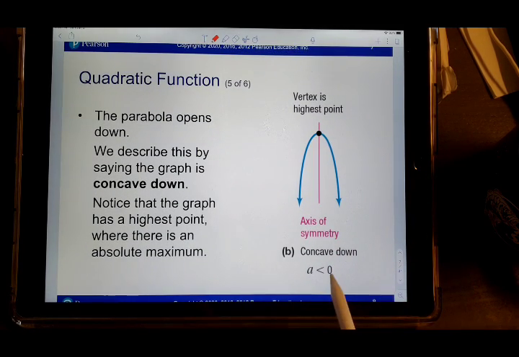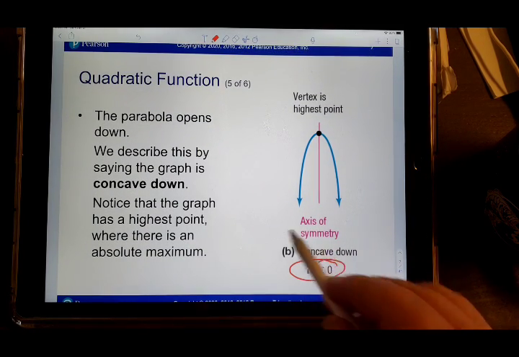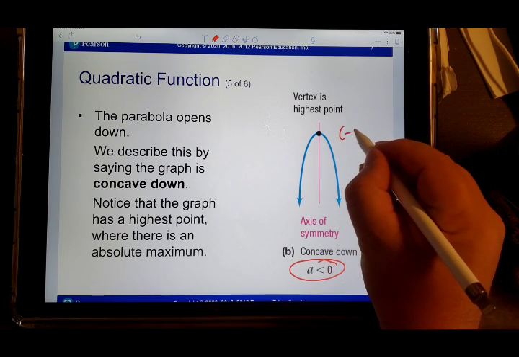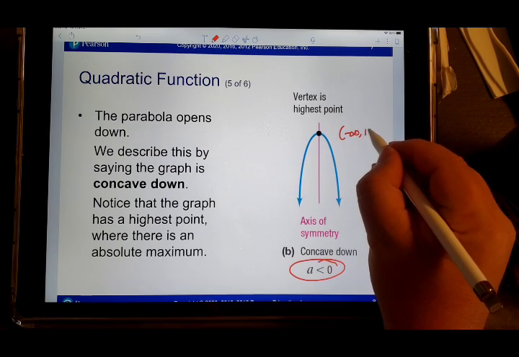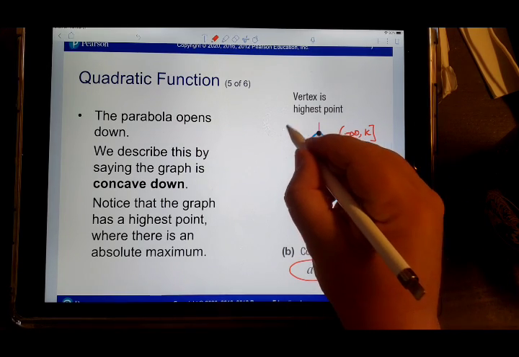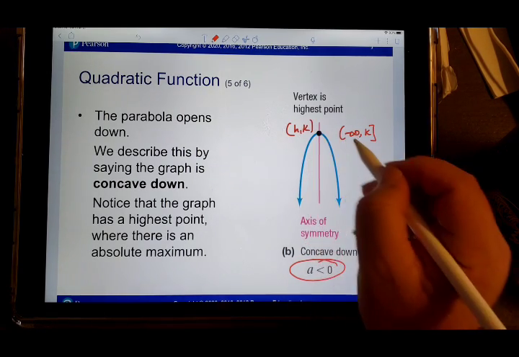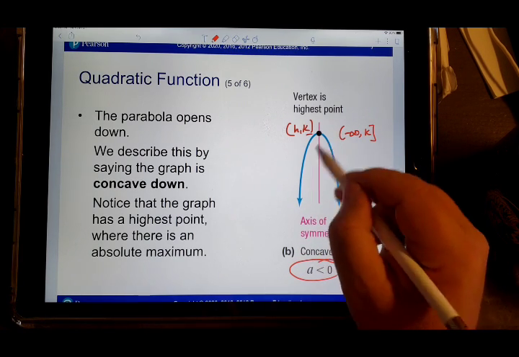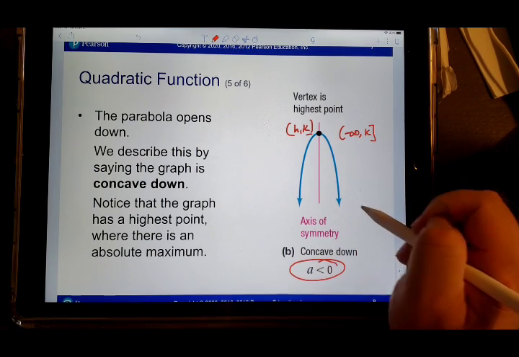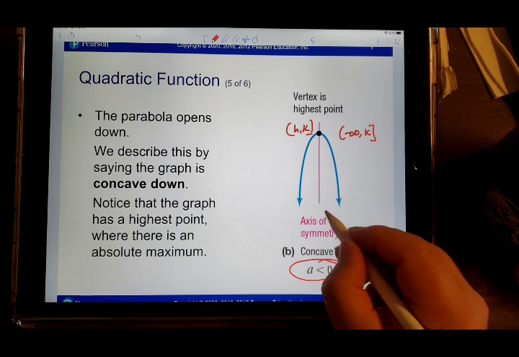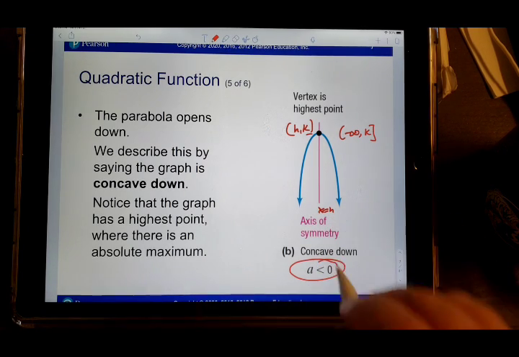All right, if a is negative, the graph is pointing down, so in this case, the minimum would be negative infinity and the maximum would be k. Because again, remember, this point is the ordered pair h comma k. So k is the maximum value that this graph would ever take on. The axis of symmetry is still x equals h.